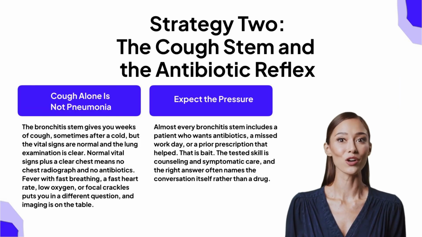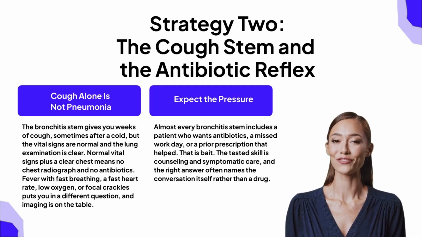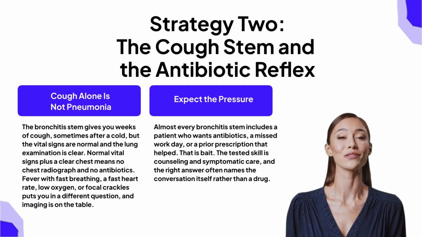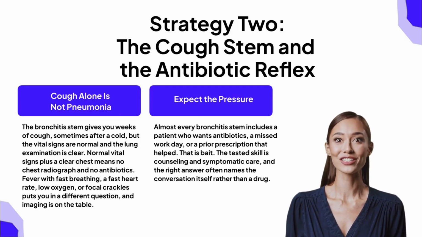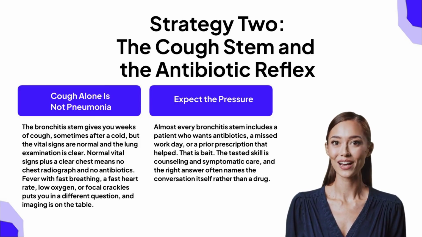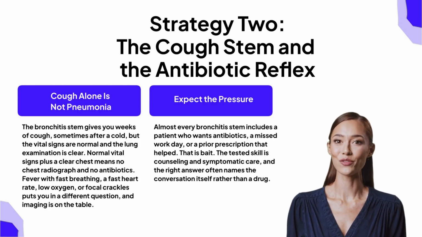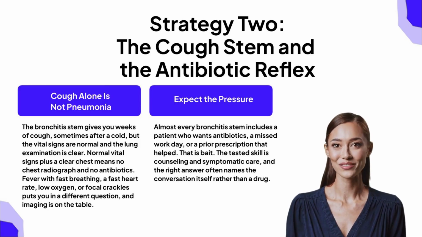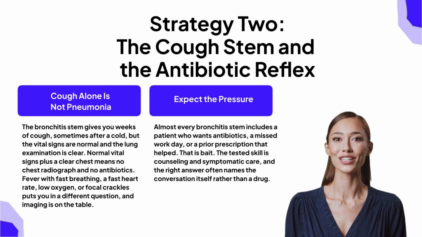Strategy 2. The cough stem, where the antibiotic reflex kills scores. The classic stem gives a cough lasting a couple of weeks, sometimes after a cold. But look what else it gives you. Normal vital signs, clear lungs. That combination means no chest radiograph and no antibiotics, because bronchitis is overwhelmingly viral. The moment the stem hands you fever with fast breathing, a fast heart rate, low oxygen, or focal crackles, you are in a different question and imaging is appropriate. That switch is what is tested.